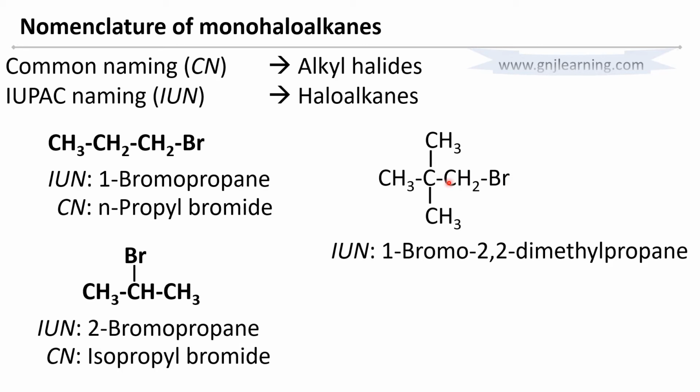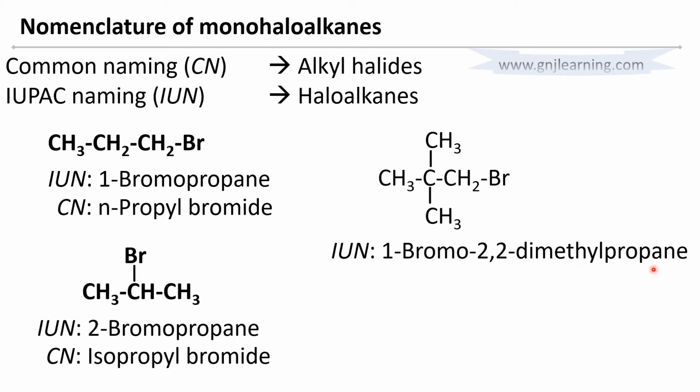So the name will be like this. 1 bromo, separating the alphabet from the number with a hyphen. Numbers are separated using commas. 2, 2, because we have 2 methyl branches. To show that it is methyl, we call it dimethyl, and the longest chain is 3 carbon atoms, propane.